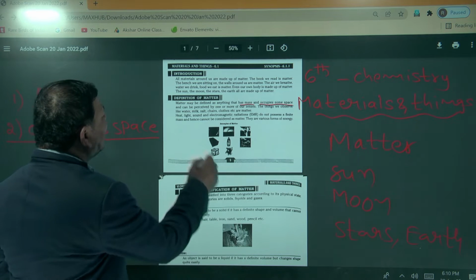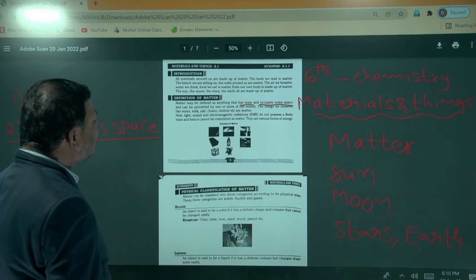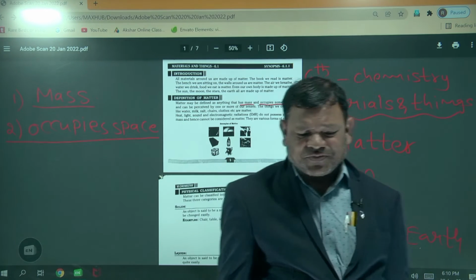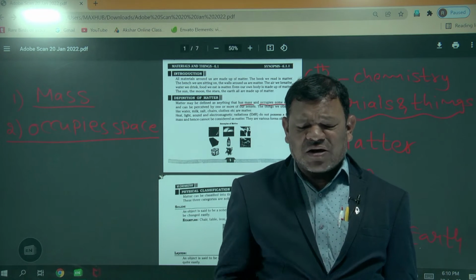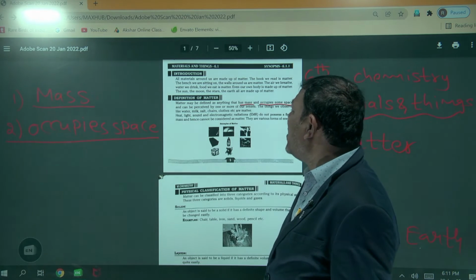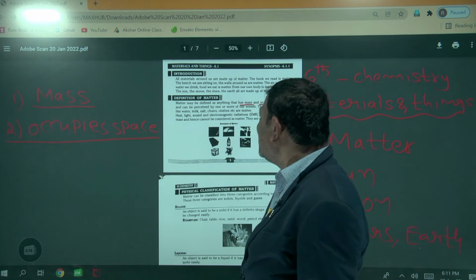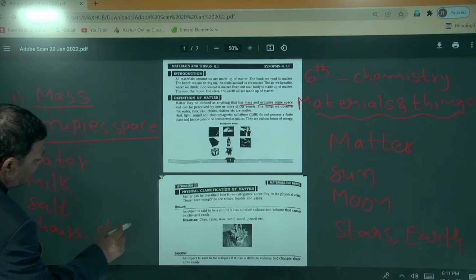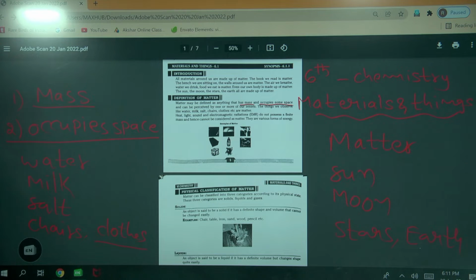The things we can observe, like water, milk, salt, chairs, cloths, everything is matter. So they have mass and they occupy some space. Examples are water, milk, salt, chairs, cloths. These are all made up of matter only.